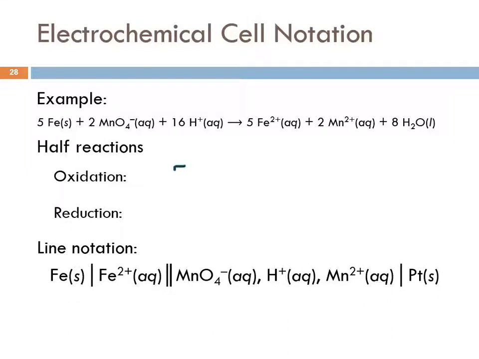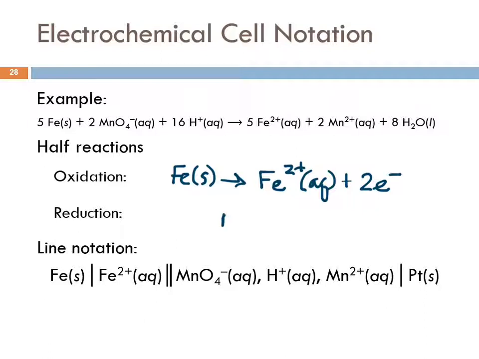So we've got iron solid going to iron 2+ aqueous, and that's going to have 2 electrons. Oxidation is loss of electrons. And what's being reduced? The permanganate, the manganese in the permanganate. Oops, not a plus. An arrow. Process of elimination. Yeah, process of elimination. It works well sometimes.